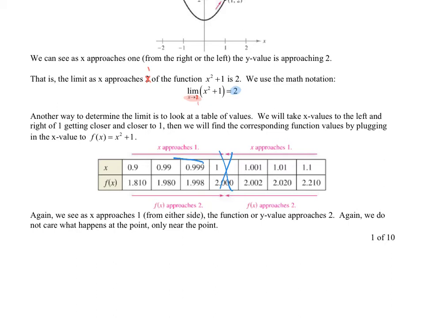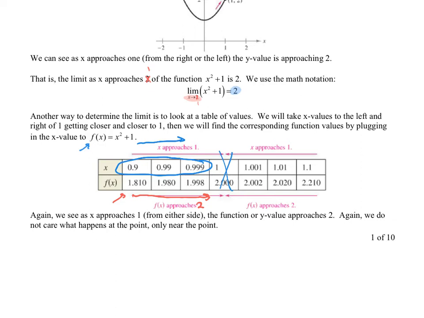Look at these first x values. I start off with 0.9, then 0.99, then 0.999. As I go from left to right, I'm getting closer and closer to the value 1. So what do I do with those numbers? I plug those values for x into the function f of x. For instance, 0.9 squared plus 1, put that into your calculator and you get the y values. Notice what happens to the y values: 1.81, 1.98, 1.998. So as my x values get closer to 1, my y values get closer to 2.